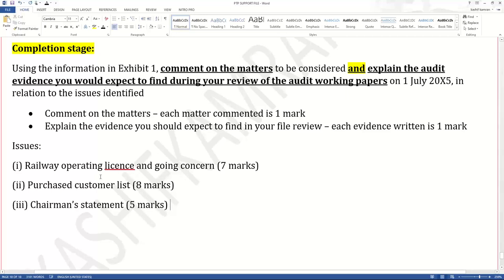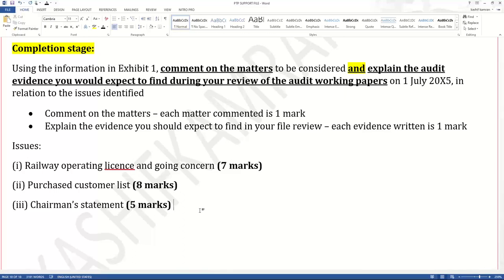The requirement. So we'll pick up the railway operating license and going concern, 7 marks. And in 7 marks, we need to comment on the matters and explain the evidence. Then we pick up the 8 marks purchase customer list. Comment on the matters and explain the evidence. Then you pick up the chairman statement, comment on the matters and explain the evidence. And I'll show you the way to write the answer. Is everyone clear with the first requirement?